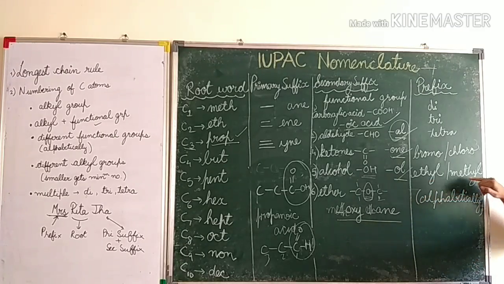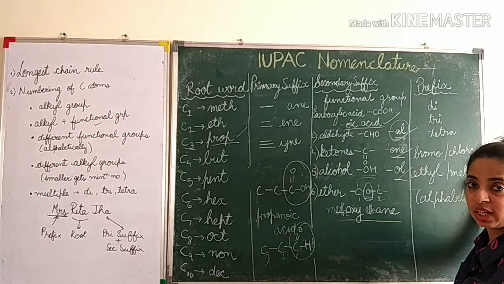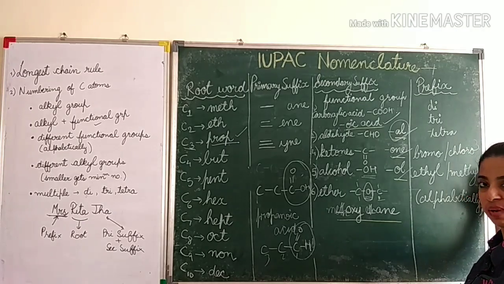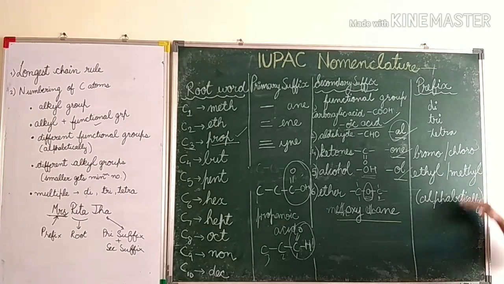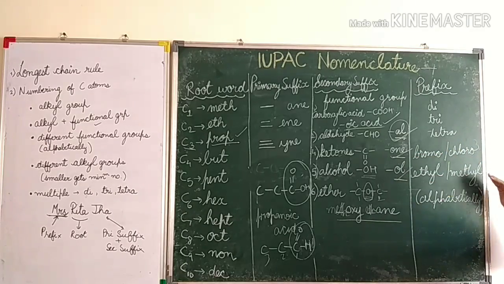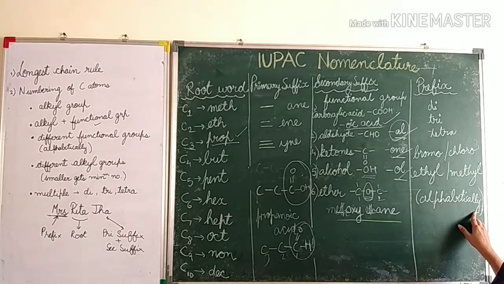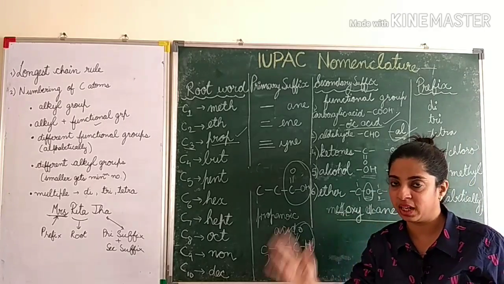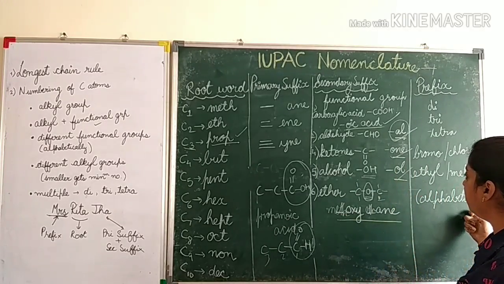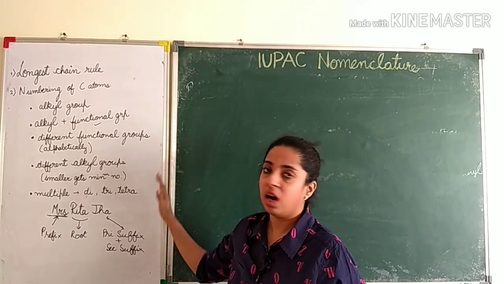Then ethyl and methyl, these are for your alkyl groups when you use it as substitute. I will explain this also in detail. And whenever you are adding bromo, chloro or ethyl, methyl in any chain, their naming would be alphabetically. Numbering will be different, I will explain the numbering, but their naming will be alphabetically. Okay, now let's start with the other rules.